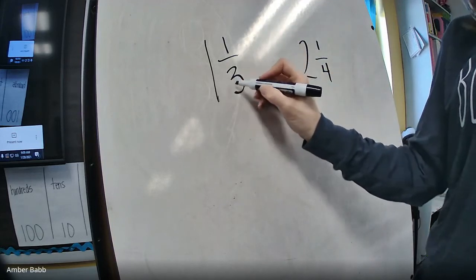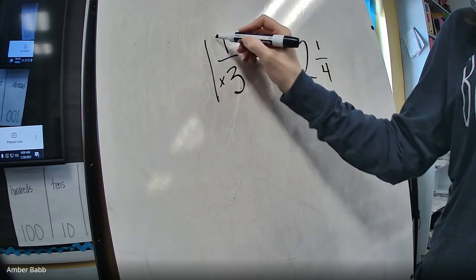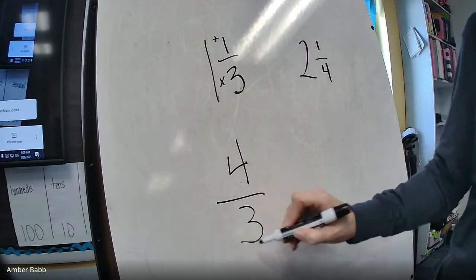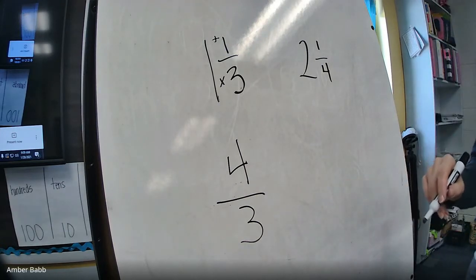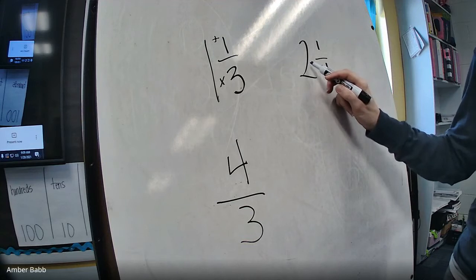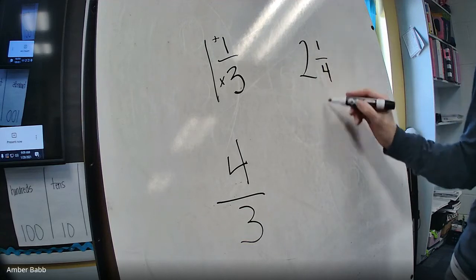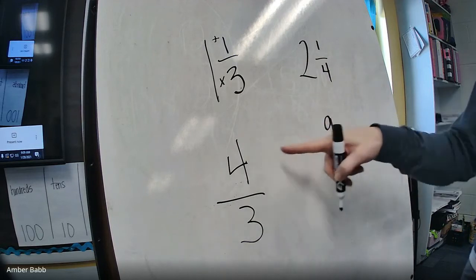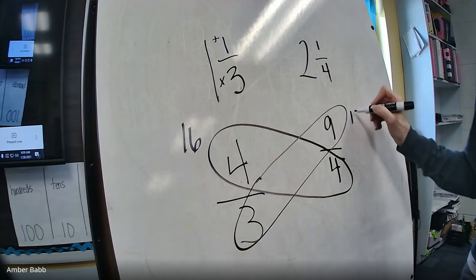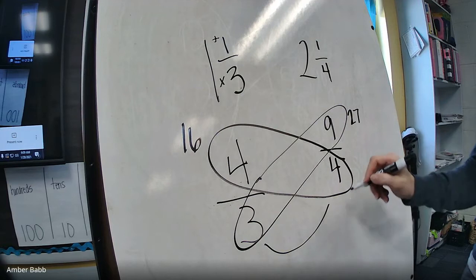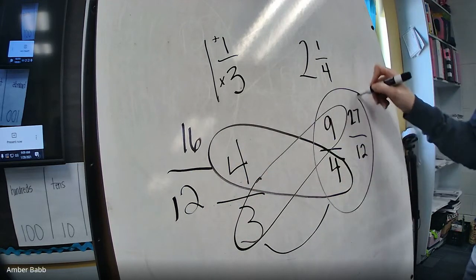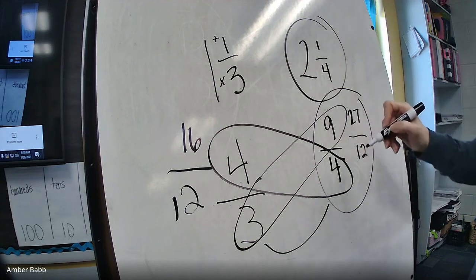So remember how we turn this in? We're going to multiply the denominator times the whole number, and then we're going to add the numerator. So 3 times 1 is 3, plus 1 is 4. This turns out to be 4/3. Scooch way over. All right, so 4 times 2 is 8, plus 1 more, 9. This is 9/4. Okay, now I need to butterfly. 4 times 4 is 16. 9 times 3 is 27. So 27/12 compared to 16/12. This one is bigger, which meant the 2 and 1/4 that we started with was bigger.